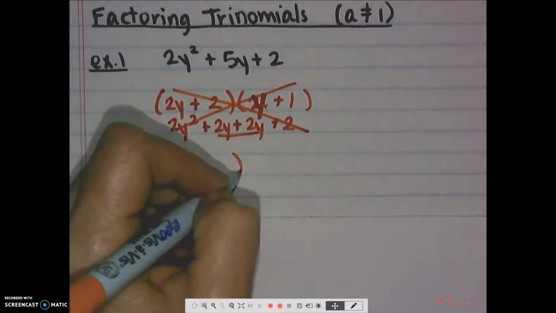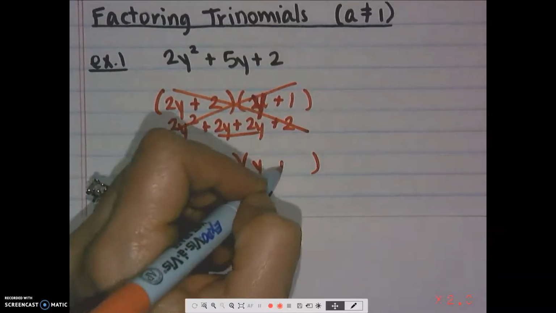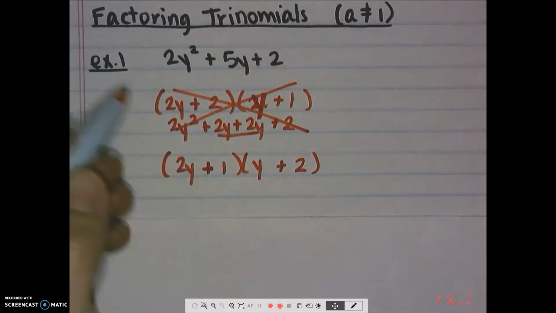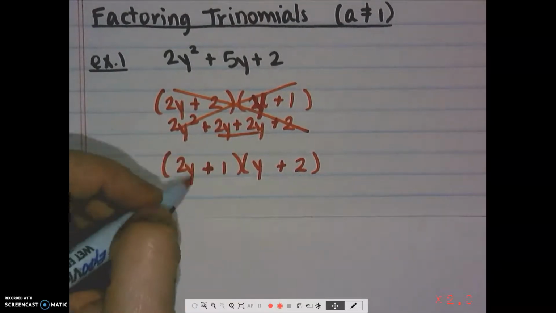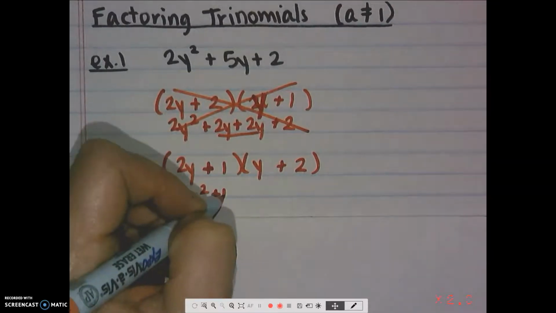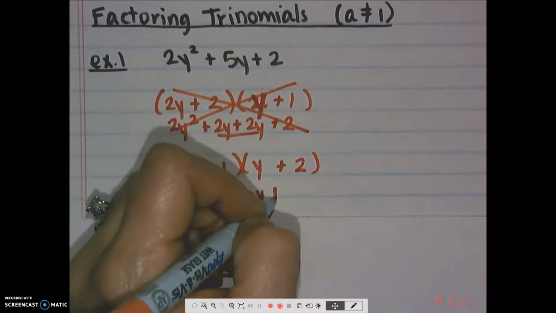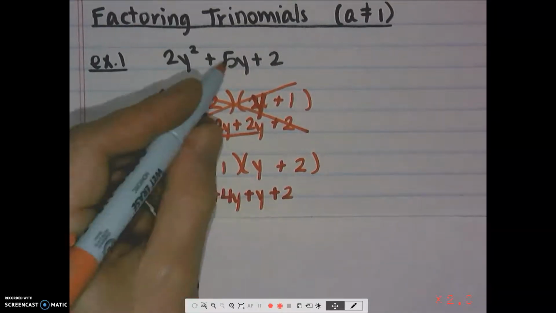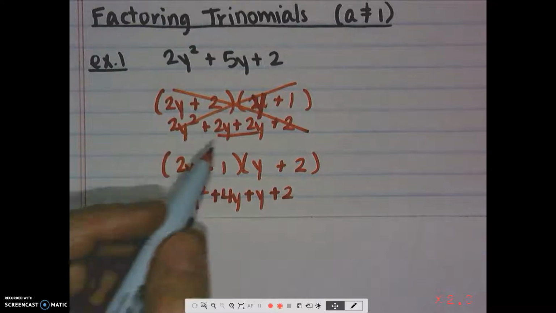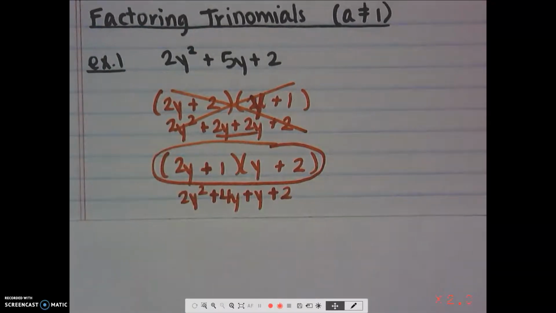So again, we know it's got to be 2y and y. So let's make this be 1 and 2. So now if we check, 2y times y is 2y squared. 2y times 2 is 4y. 1 times y is y. And 1 times 2 is 2. And these middle terms do add together to give us 5y. So this is our correct answer, okay?